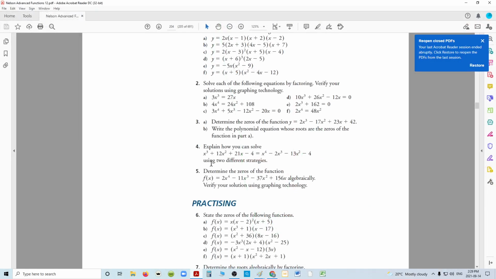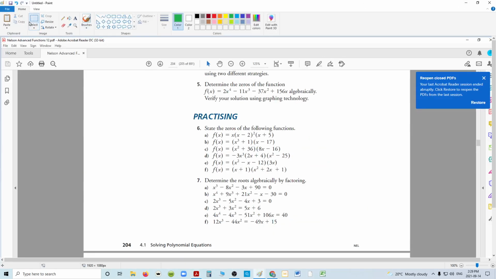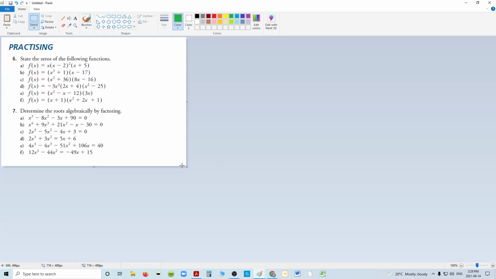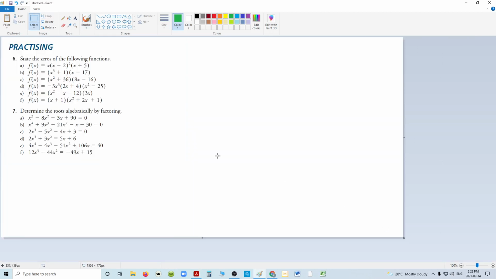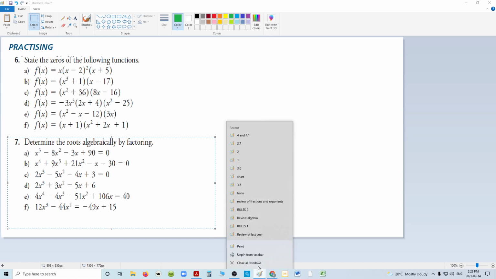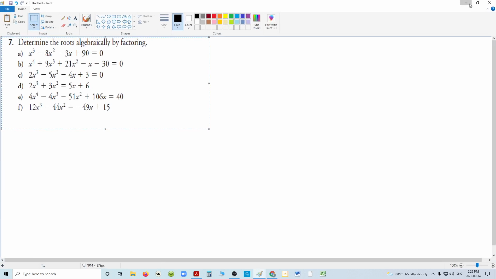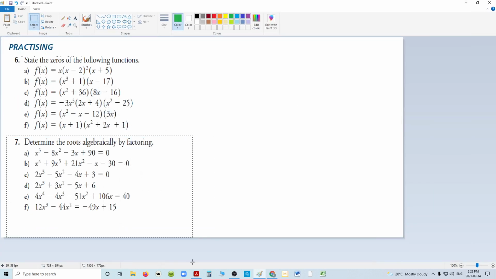And continue. Now that you're done practicing, or warming up your factoring, they want you to practice the lesson. And that's using your knowledge to figure things out. So I'm going to just put this on a different page. Just going to minimize it, and I'm going to get rid of it.